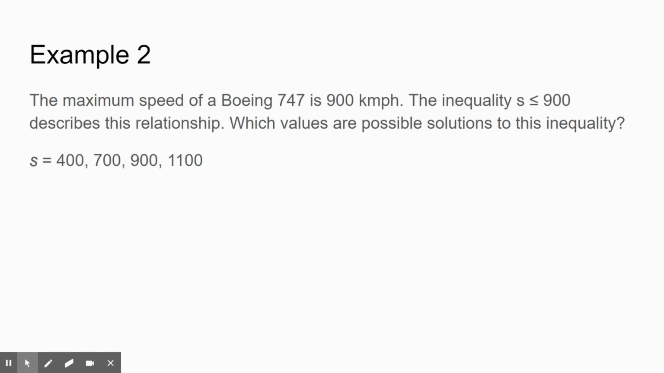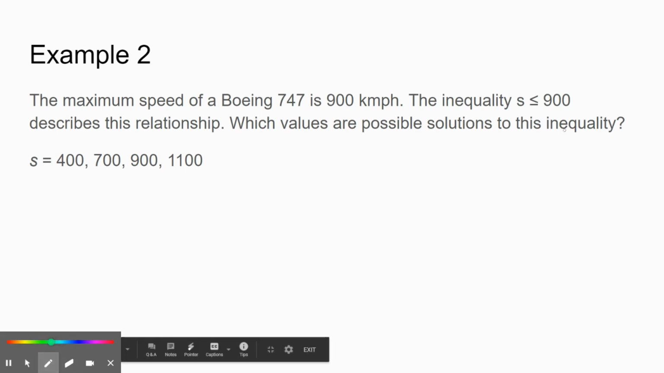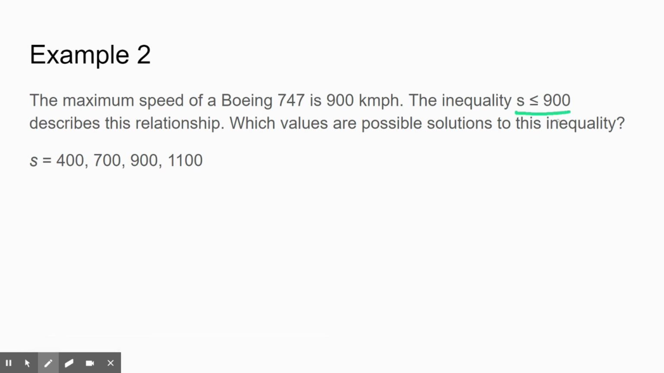Which of the values are possible solutions for this inequality? So all we need to do is, kind of like with equations, take our inequality and replace it with each of these values and see if it's true. So, is 400 less than or equal to 900? Yeah. So, this one definitely works. How about the next one?